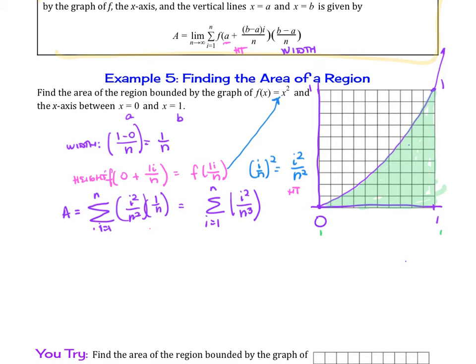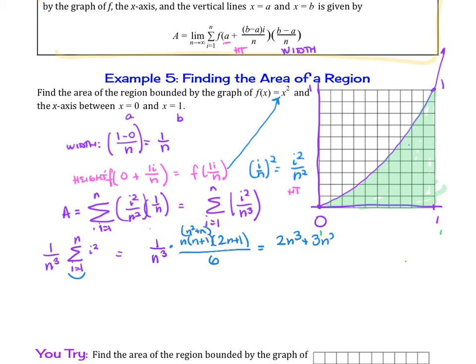And let's split this up more. We can factor out the n cubed. So this will be 1 over n cubed times the sum from 1 to n of i squared. Then we're going to substitute using the summation formula of this here. So this is going to be 1 over n cubed times n plus 1 times 2n plus 1 all over 6. And then we're going to multiply. So this really is n squared plus n, and so the numerator becomes 2n cubed plus 3n squared plus n all over, and we're going to multiply 6 times n cubed, which is 6n cubed.